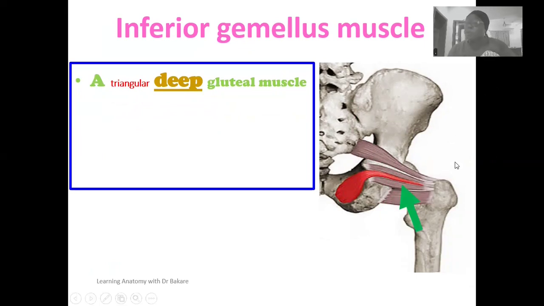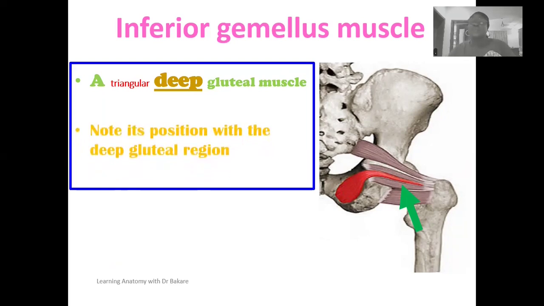This deep compartment is a collection of muscles, and this is overlined by the superficial compartment. So for the deep compartment, one of the muscles that you have around this space is the inferior gemellus muscle. It is also important for us to describe the position of this muscle with the other muscles that are located around the deep gluteal space. So this is where we have the inferior gemellus muscle, as we initially highlighted.